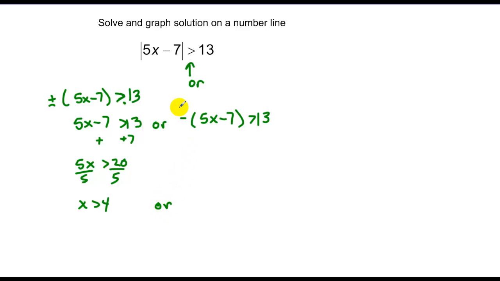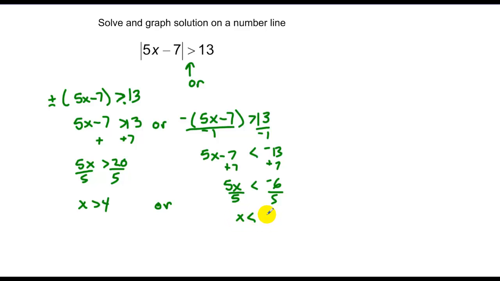Again, on an or, we'll divide by -1 as the first step. Less than -13. Add 7. Get -6. Add 5x. Divide by 5.